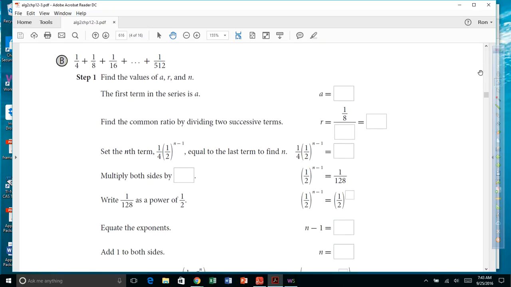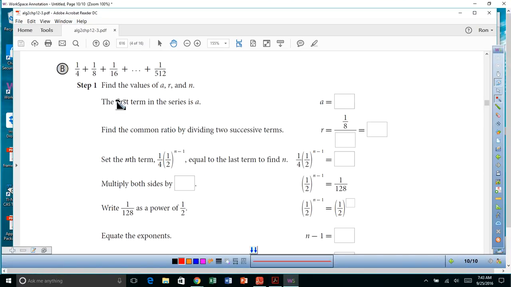All right, B. Now we get to do one. The first term in the series is a, and that is 1/4. So we're going to put 1/4 here. Find the common ratio by dividing two successive terms. 1/8 divided by 1/4. That just gives you 1/2.